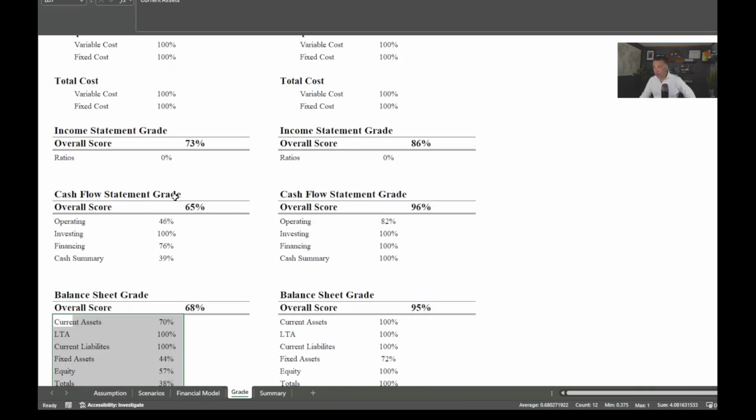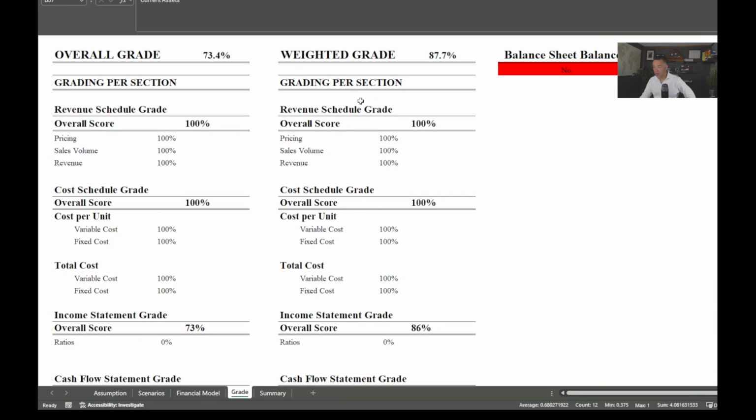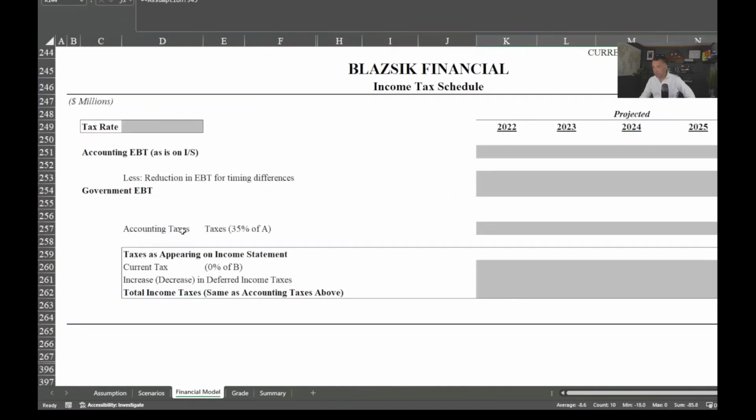So always refer back to the grade. It's a great way of looking at how it directly affects things. And again, the weighted grade means, did you do it correctly, even though the numbers may be incorrect? The overall grade is, are the numbers 100% correct? Okay, so let's get the income tax.